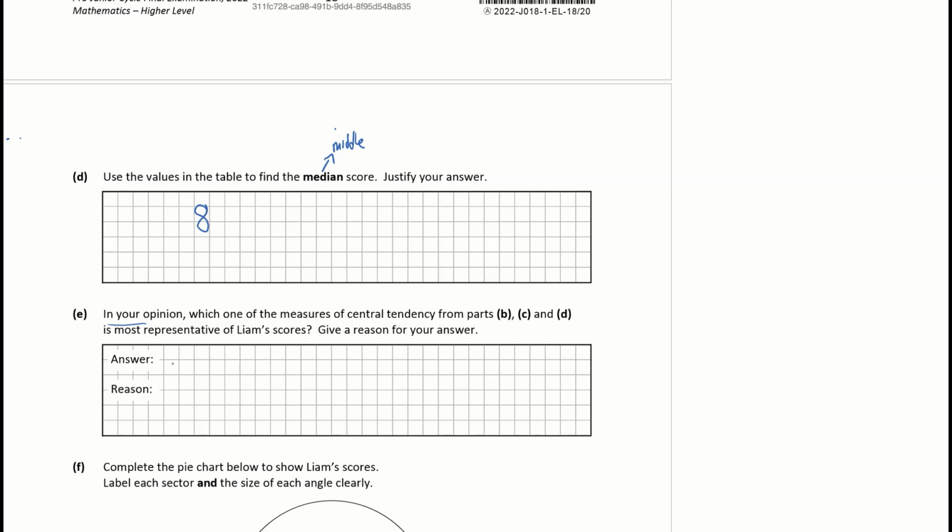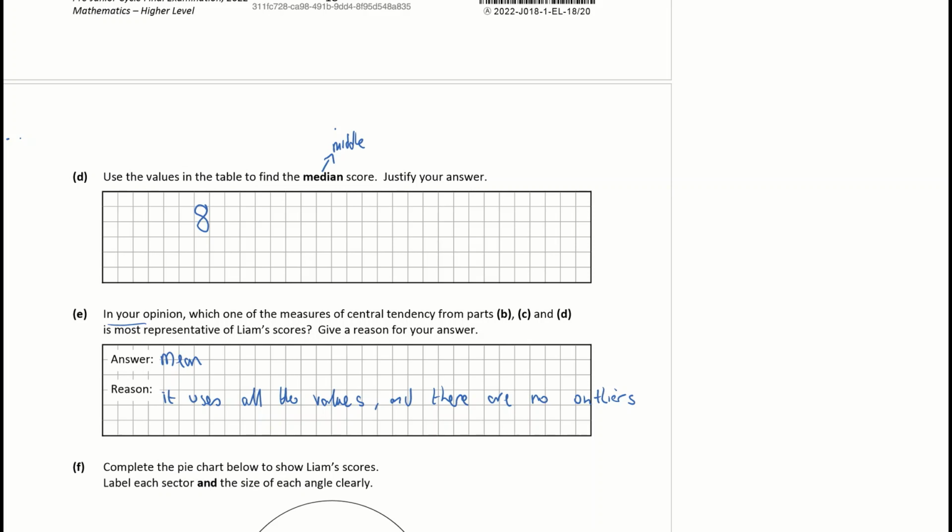So I could say the mean is the best measure of central tendency, and I could say because it uses all the values, so I've added them all up within the table, and there are no outliers. If there was an outlier, I wouldn't use the mean, because an outlier is that value that's way different to the rest of them. But I don't see any outliers here, so the mean would be an acceptable measure to use. That's what I'm going to stick with.